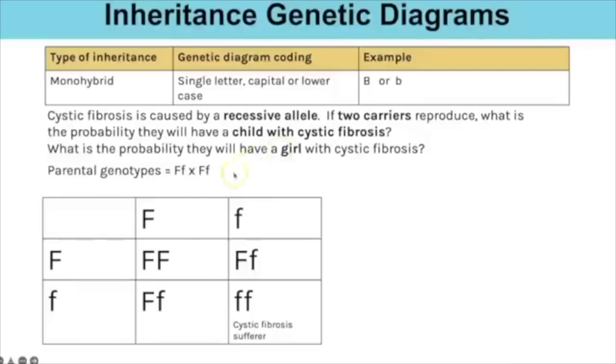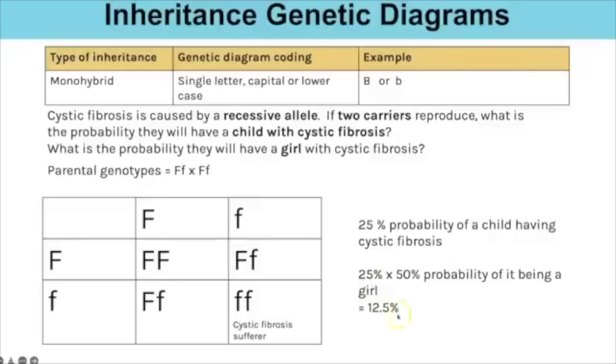of, first of all, whether the child will have cystic fibrosis. And we can see here we have 25% probability that a child would have cystic fibrosis. But because they want you to say the probability of a girl having cystic fibrosis, there's 50% probability they'd have a girl. So we'd then do 25% times 50%, or half of it basically. So there's 12.5% probability that they'll have a child who has cystic fibrosis who is also a girl.